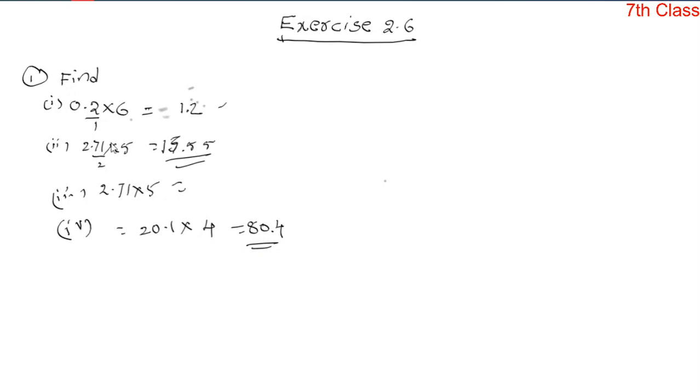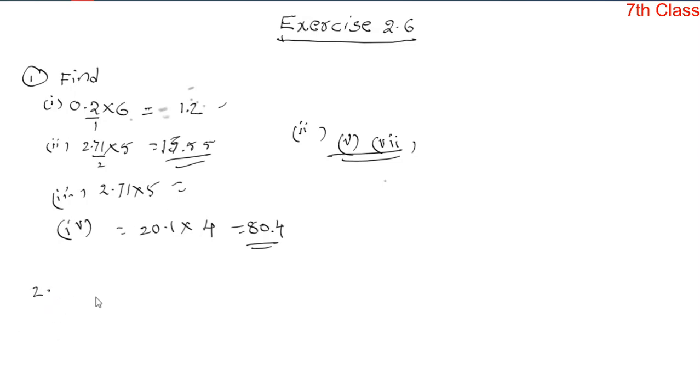So like that, you do the remaining homework. That means the second one, fifth one, and seventh one. These 3 are homework.